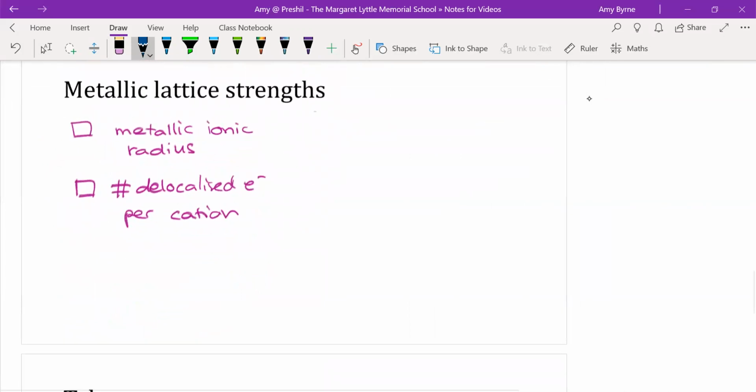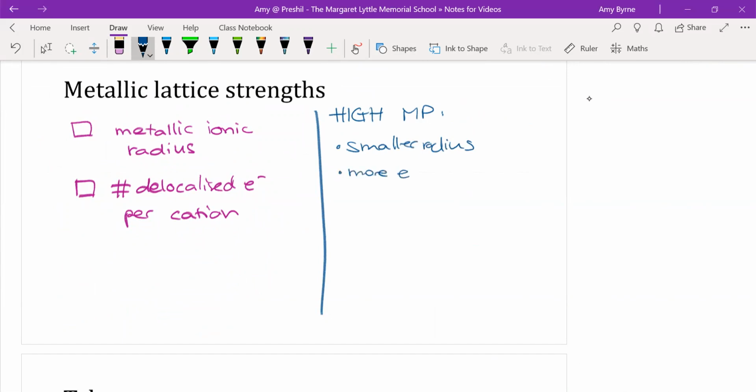So a hard metal or a high boiling point metal, so sorry, I'm going to say high melting point metal, it's going to have a smaller radius and it's going to have more electrons.